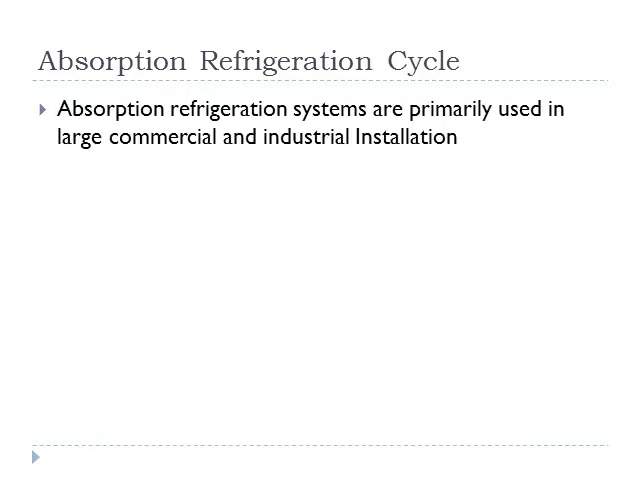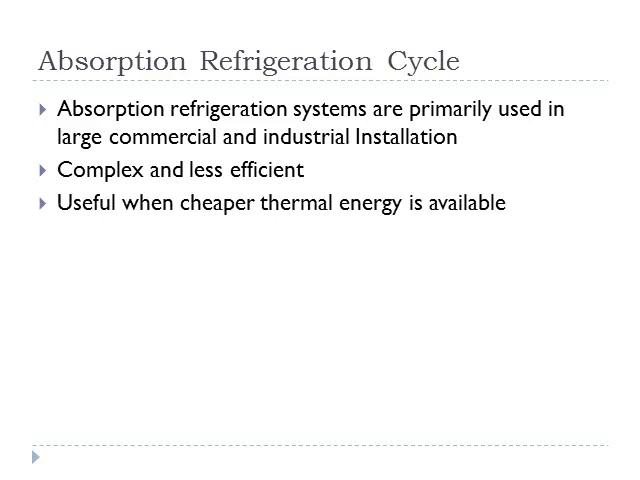Absorption refrigeration cycles are primarily used in large commercial and industrial installations. Since these are complex and less efficient systems, we basically use them when we have cheaper thermal energy available to us. Otherwise, the most popular and most widely used vapor compression cycles are used.